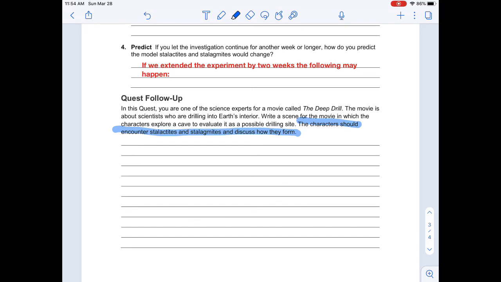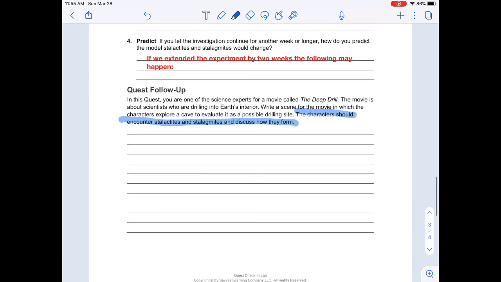So you could have some dialogue about different hypotheses or ideas about how those different structures formed, and you could have them discuss their ideas, maybe do some testing. So I want you to show your understanding of how stalactites and stalagmites are formed by writing a short movie scene about 4 to 5 sentences long that explains that process.